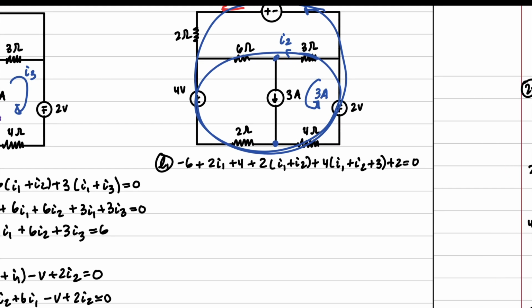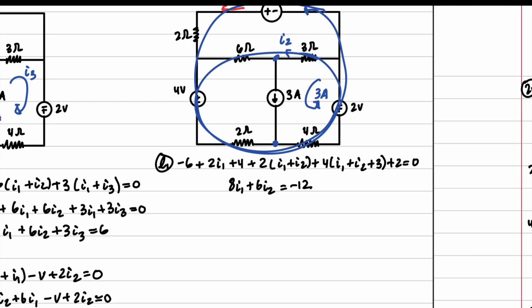Simplifying this down, I already have it written, so I'm not going to go through all the math. I hope that this is simple enough and we've done enough practice problems so that you can go ahead and do it. But you're going to get 8i1 plus 6i2 equals negative 12. Okay?